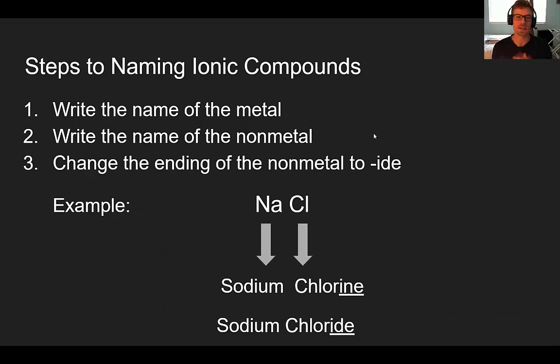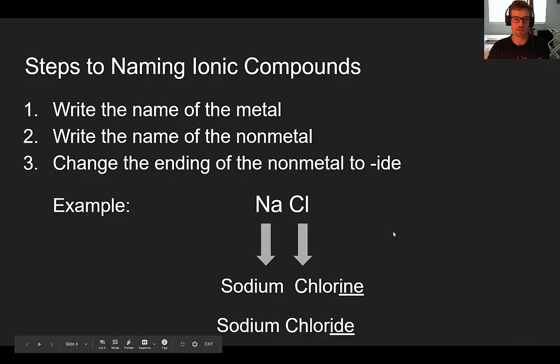So, steps to naming ionic compounds, very straightforward. First thing you do, write the name of the metal. Second thing you do, write the name of the nonmetal, and then you change the ending of the nonmetal to IDE. So, our first example, we've got sodium and chlorine, right? NaCl, that's the table salt we were talking about. You put the metal first, you put the nonmetal second, and then you change that ending to IDE. And that's all there is to it.